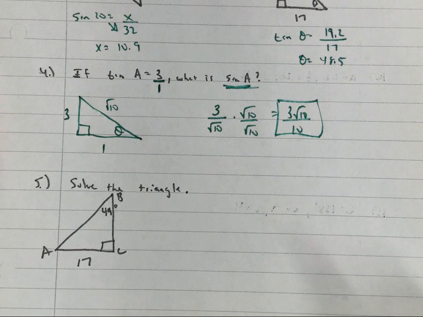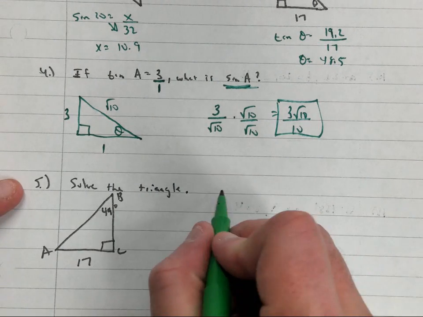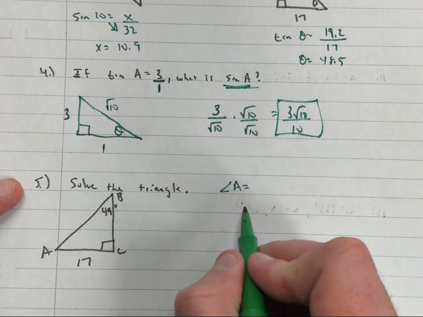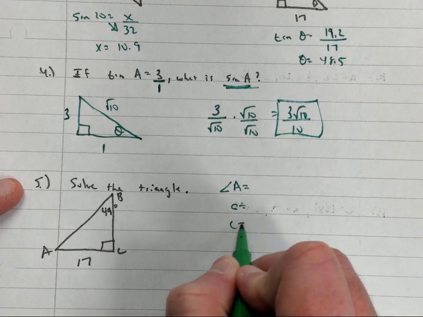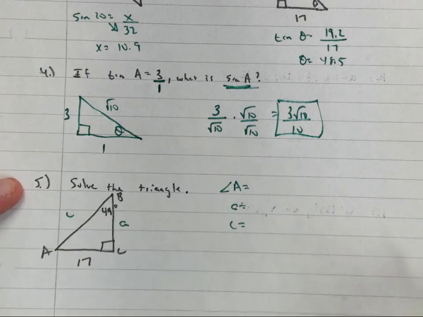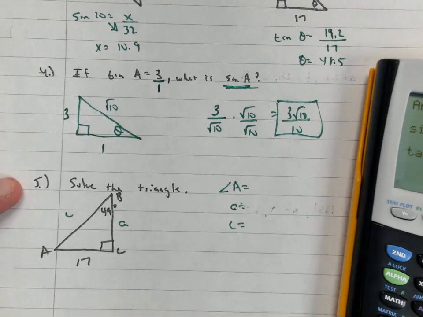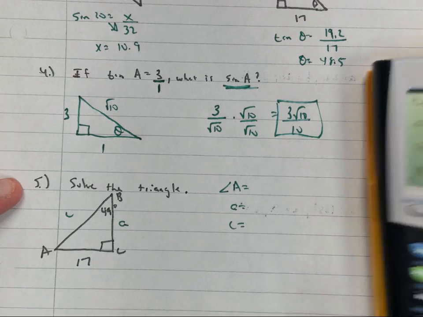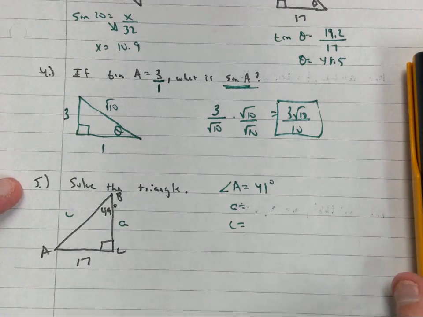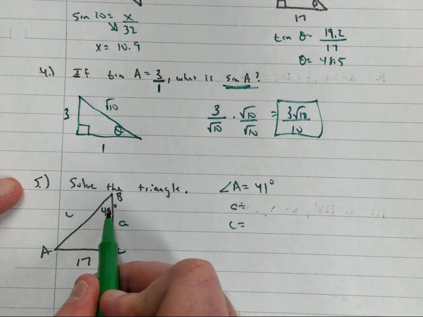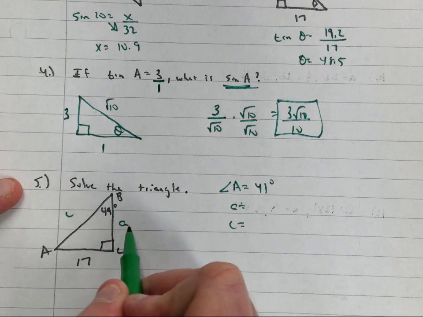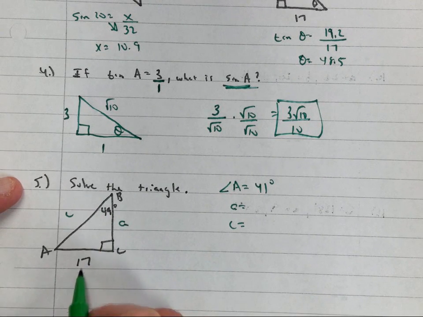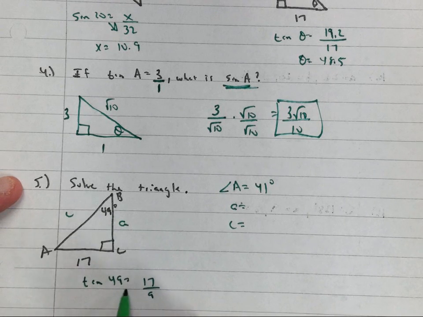Number 5, it says solve for the triangle. When I say solve, you mean find all of the missing what? Very good. I'm missing angle A, I'm missing side A, and I'm missing side C. This is side A, and this is side C. I can find angle A by adding 49 plus what? Minus 180. That gives me 41 degrees. Now I want to find A using this and this. That's adjacent. That's opposite, so I'm going to use tangent. Tangent of 49 equals 17 over A.